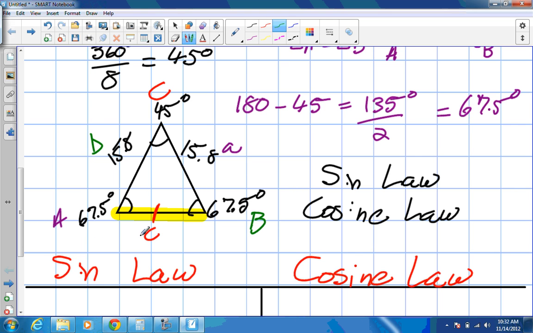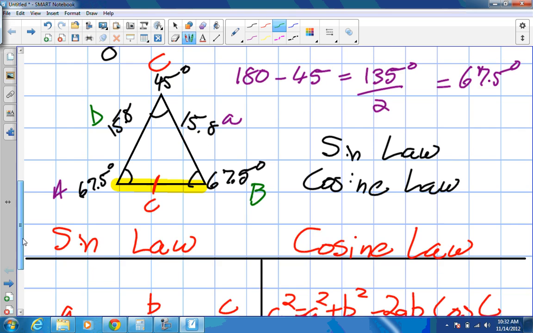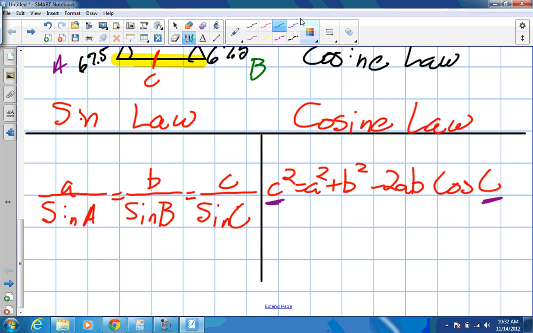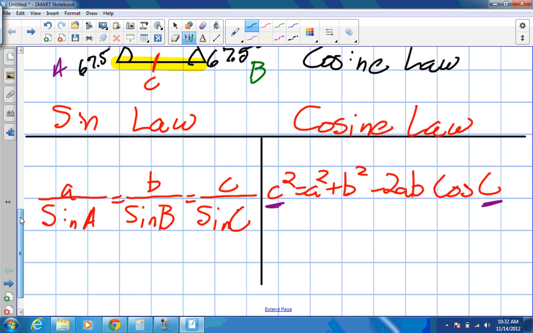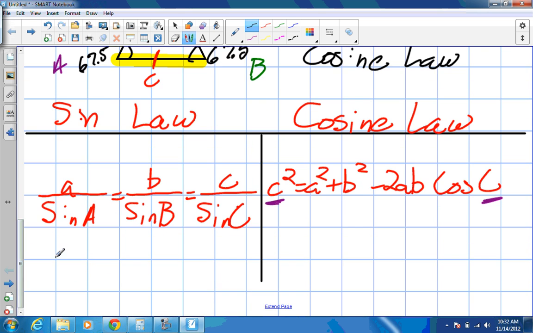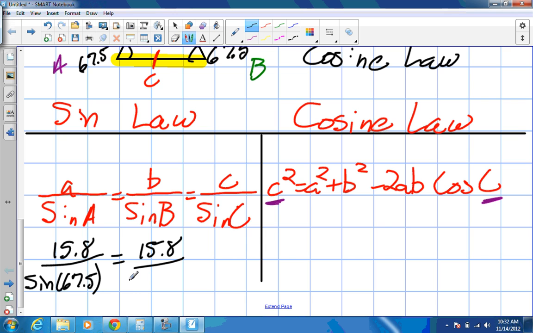So we'll plug in our information. Our A was 15.8, and the angle was sine 67.5. Right? So there's a full ratio. B was the exact same thing. Okay, which makes sense. Hence why both ratios are the same. They are obviously the same thing here. And then C is what we're looking for. We're looking for side C. What's the angle?